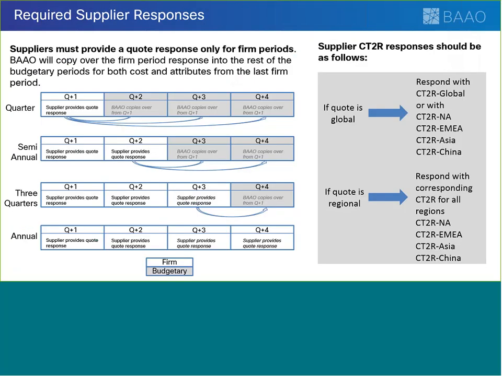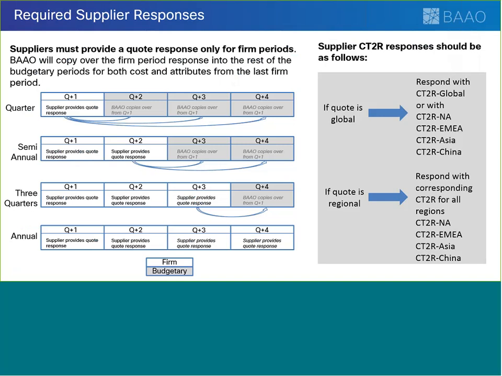An overview of some of the required supplier responses. Note that suppliers must provide a quote response only for firm periods in BAAO, and will copy over the firm periods into the rest of the budgetary periods, both the cost and the attributes from your last firm period. This is applicable to all types of quotes, including quarterly firm, semi-annually firm, 3/4, and annual firm quotes.